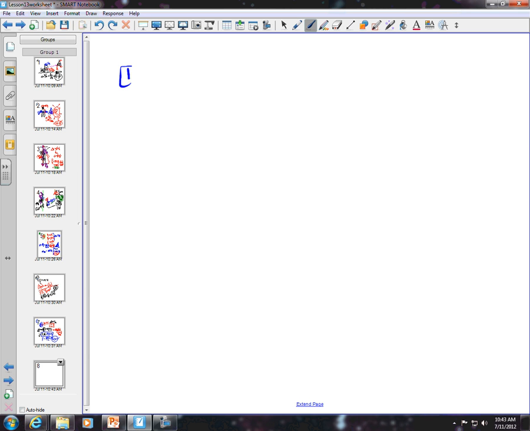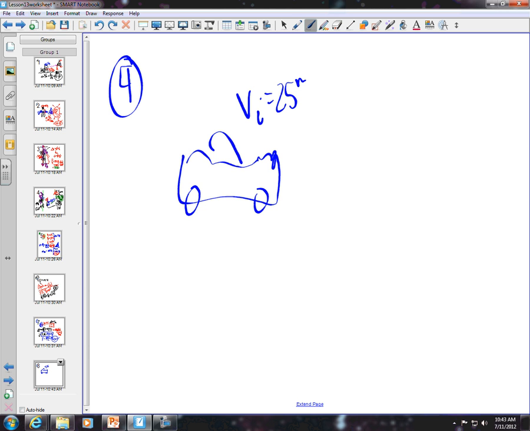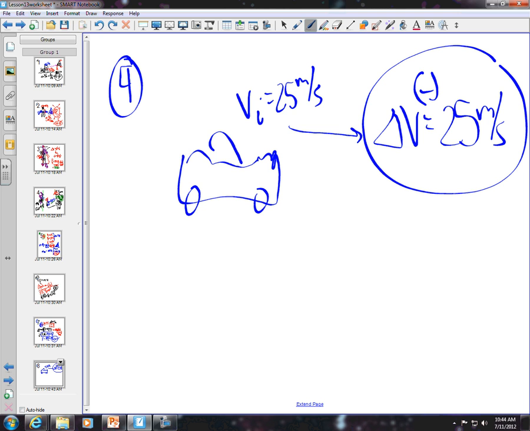Number 4. A car crashes into a wall at 25 meters per second. Here's the car. 25 meters per second was its initial speed. Its final speed is going to go to 0. So if it goes to 0, then the change in velocity is again negative 25 meters per second. And it's brought to rest in 1/10 of a second. Very short period of time.